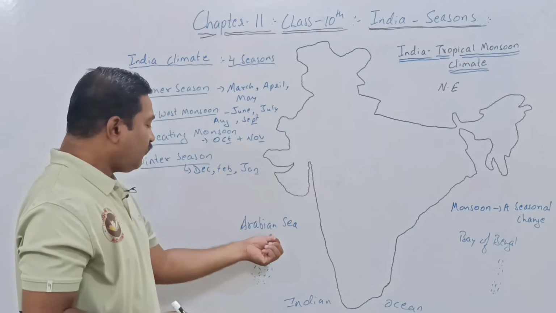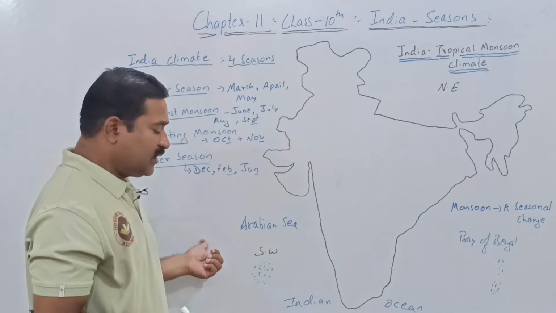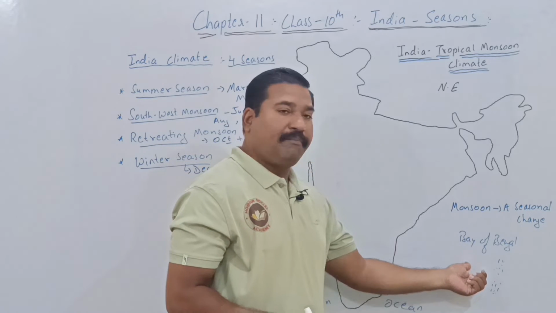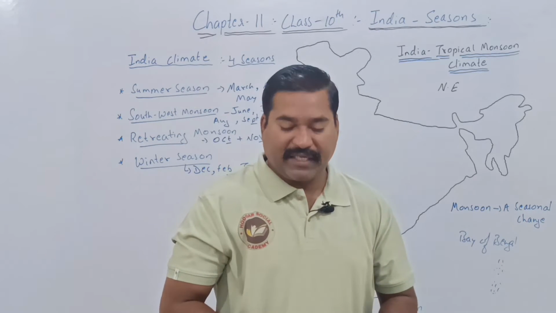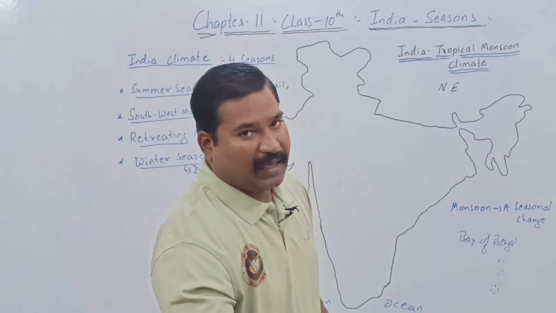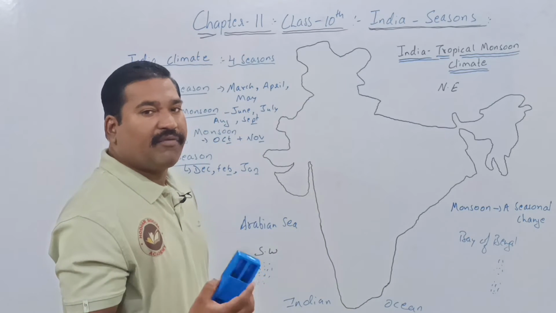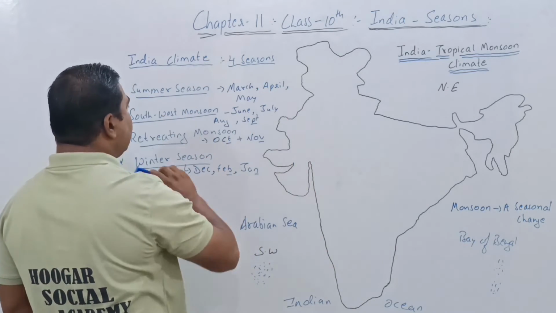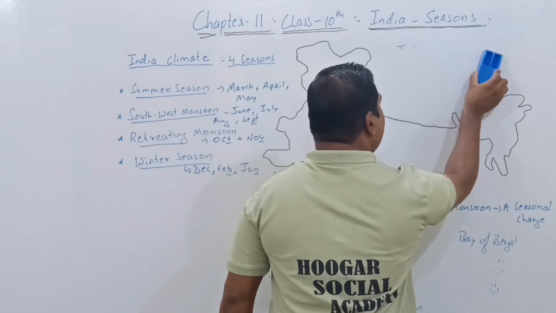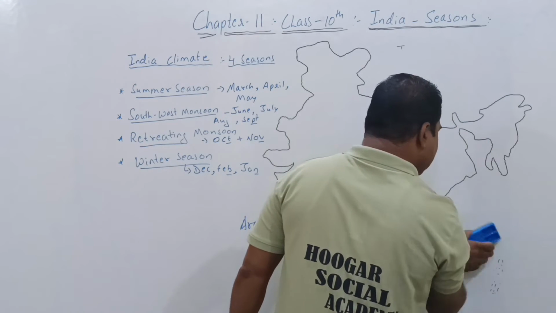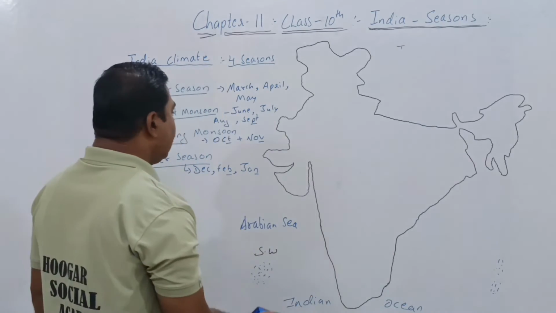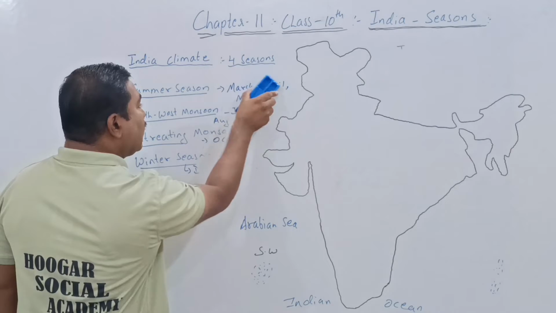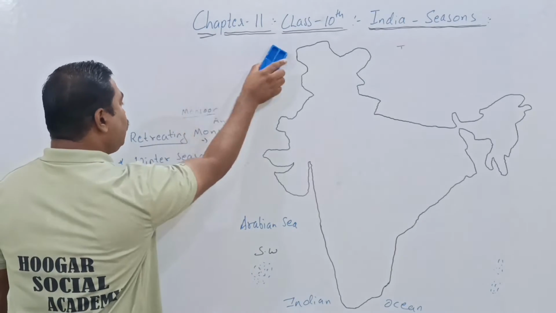As I said, the Arabian Sea is towards the western side, the Indian Ocean towards the south, and towards the east it is the Bay of Bengal. So India is called a tropical monsoon climate. Let us learn our seasons one after another. Our first season is the summer season. These seasons play a very important role in bringing a good monsoon to the country called India.